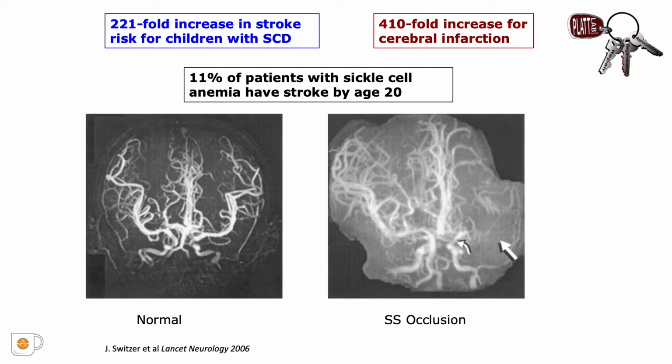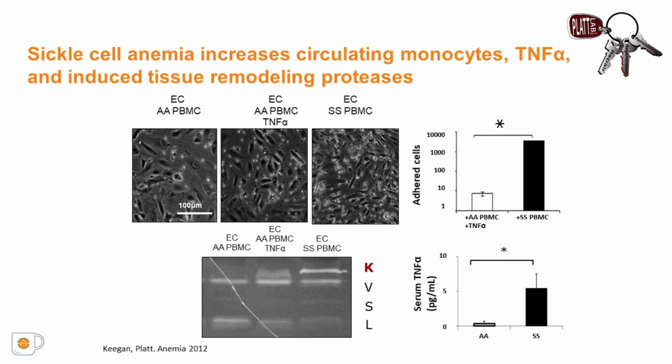And so there's a lot of mechanisms to be understood downstream of this chronic inflammation. And so these are questions that my lab likes to test. And so the first thing we know is that there's increased monocytes, these circulating white blood cells, because of the chronic damage of sickle cell.